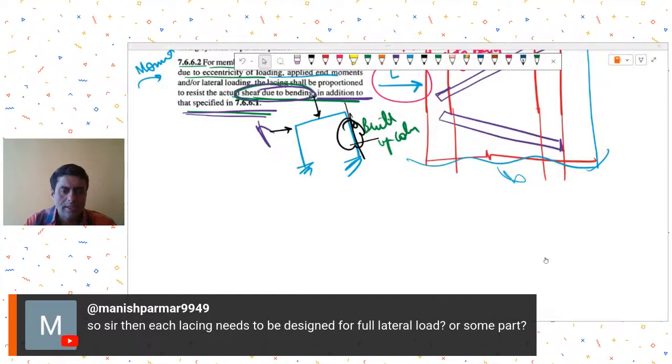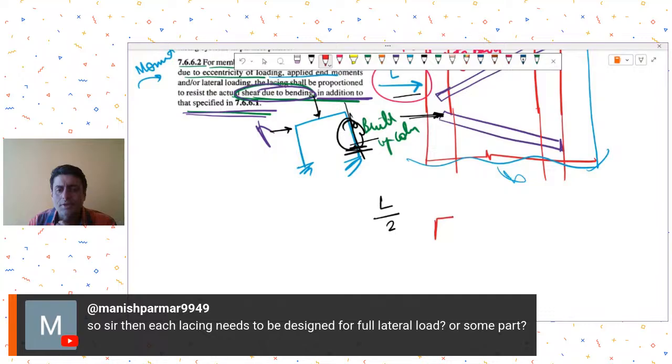Mr. Manish is adding, then each lacing needs to be designed for full lateral load or some part. No, so if you have found out, let's say you got the shear over here. First let's take that there was some point load L. This L you may divide by 2 because there are lacings on two planes.